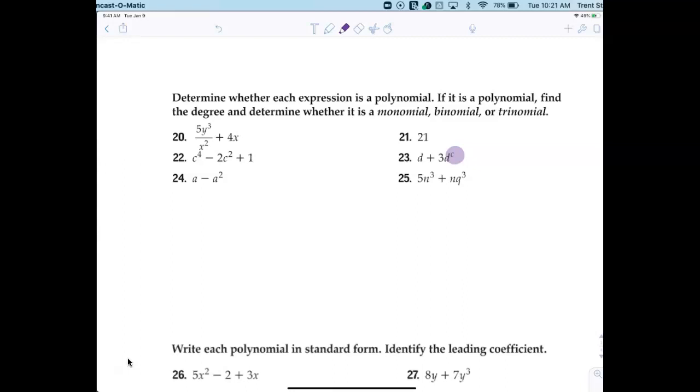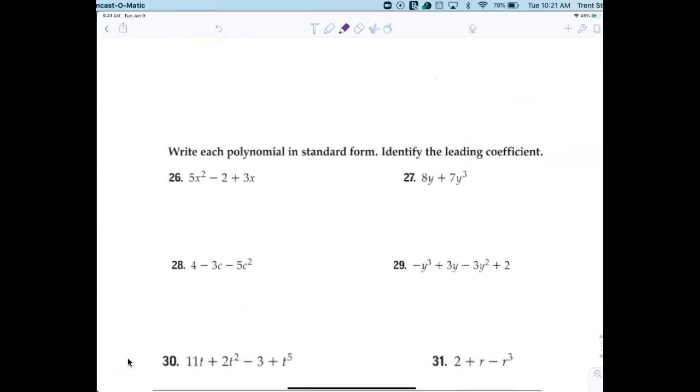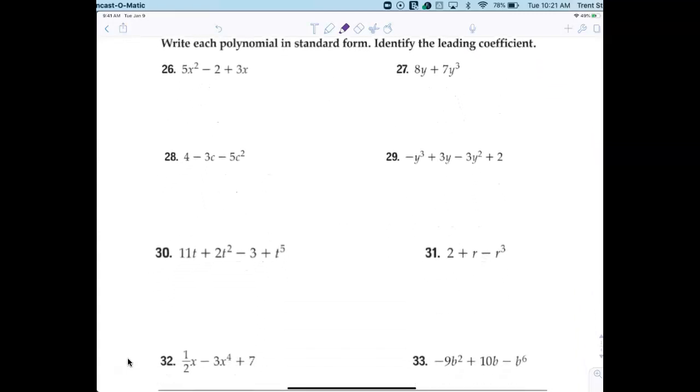All right. What about 24? Binomial. 25. Binomial. Thank you. All right, I told you guys. Simple, simple, simple. All right, here we go. Let's check out 26. Writing it in standard form. All right. Okay, I'll go back.